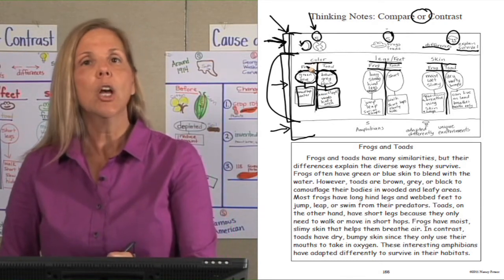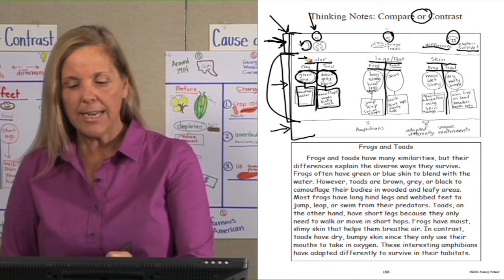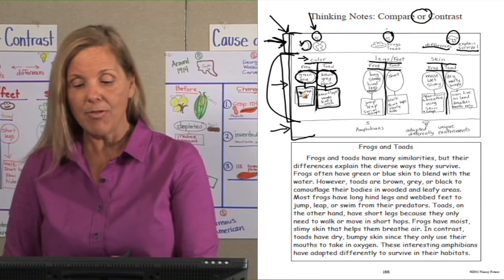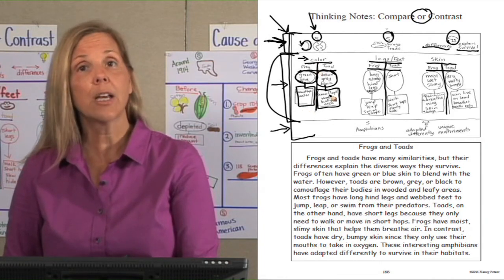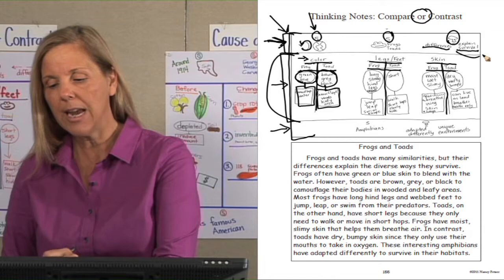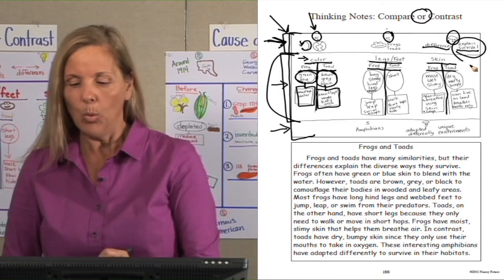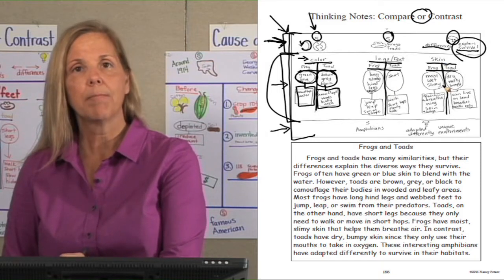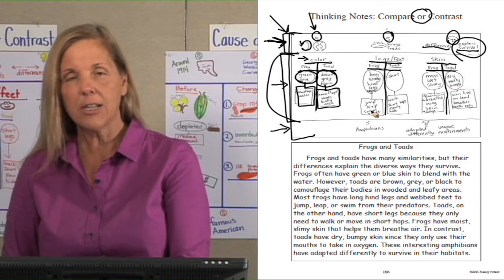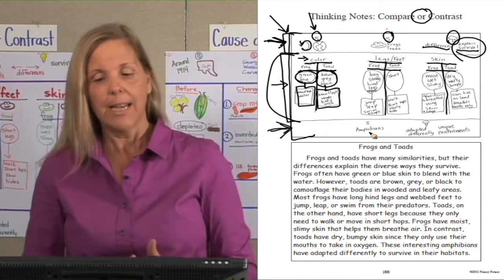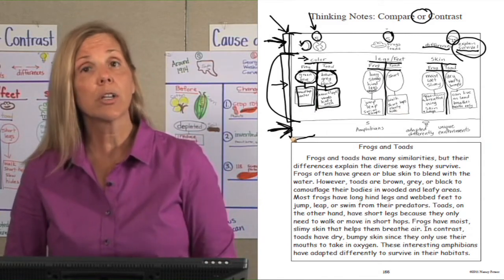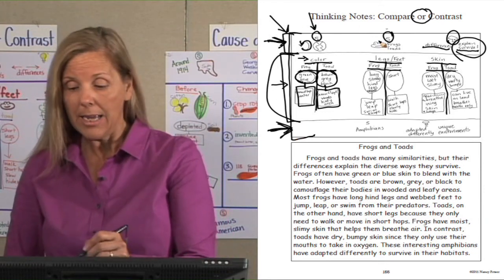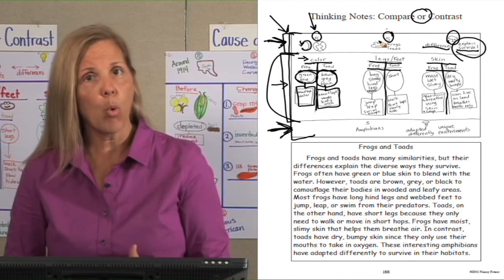So notice what we did here. We identified the attribute color, then we contrasted what a frog and toad's color were, and then we went back and showed the effect of those colors, how it affects the way they survive differently. We went and did the same thing for their legs and feet and their skin, showing their differences and showing the effect of those differences. At the bottom of this organizer, we have our conclusion. That's where we're going to go back and repeat this big idea, as well as why it's so important.